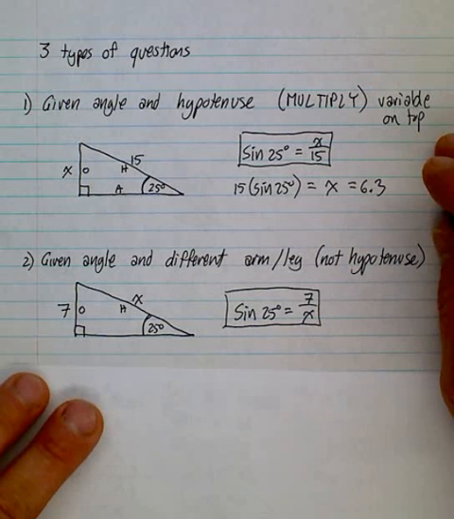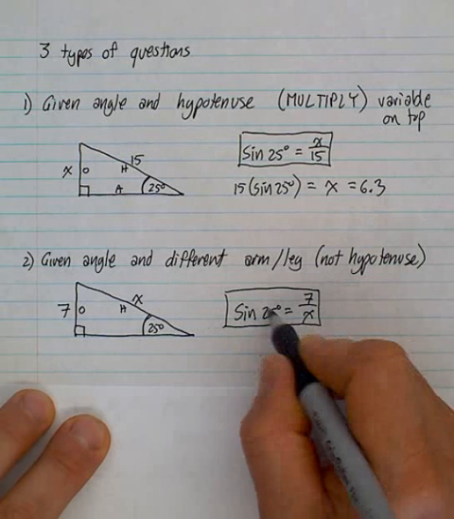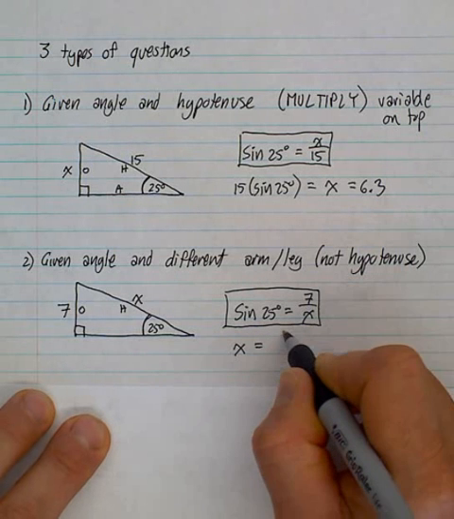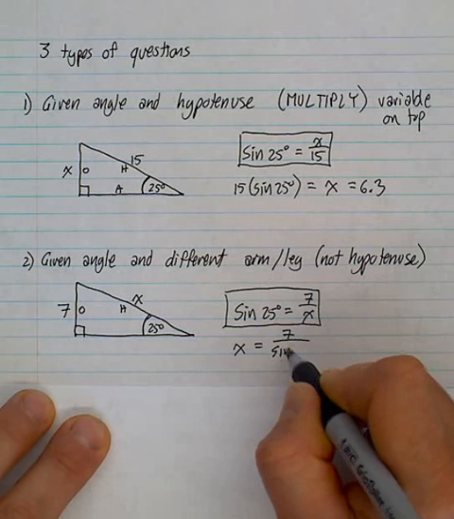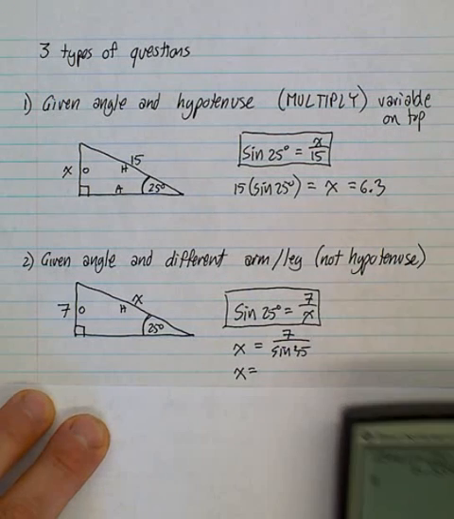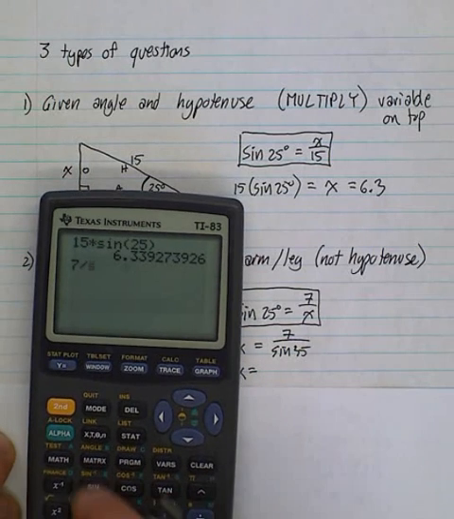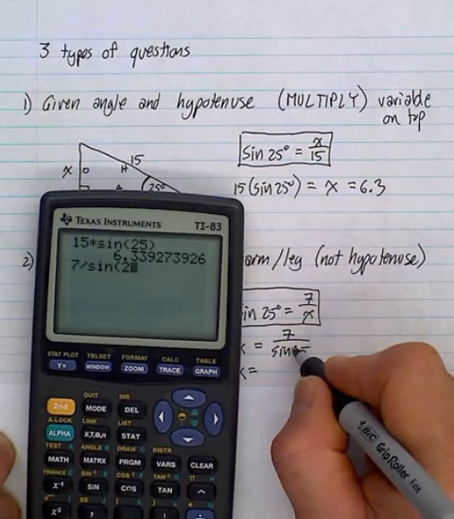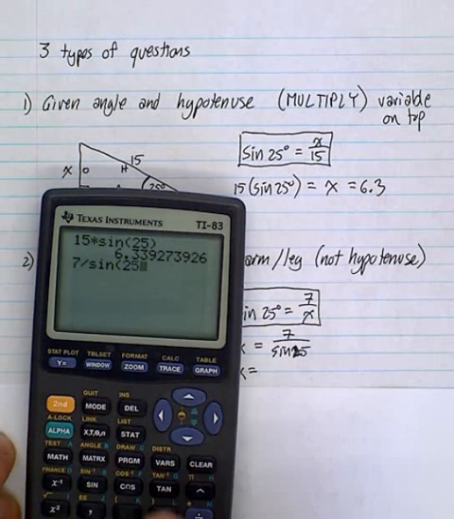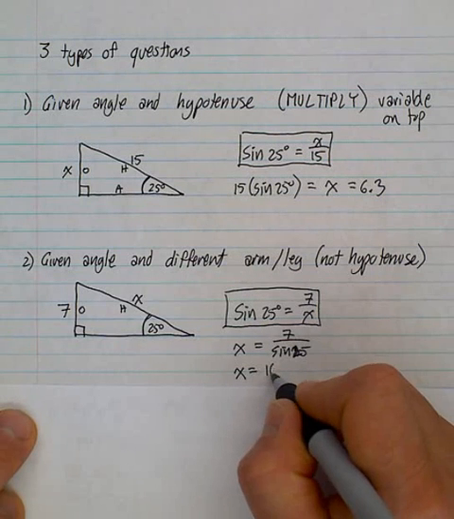So it's a bit of a different process, but what we do here is we replace these. The x comes over here, and it's 7 divided by sine 25, okay? So we're going to get a different answer here. So we're going to go 7 divided by sine 25, which gives me 16.6. Let's round it correctly, so it's 16.6.